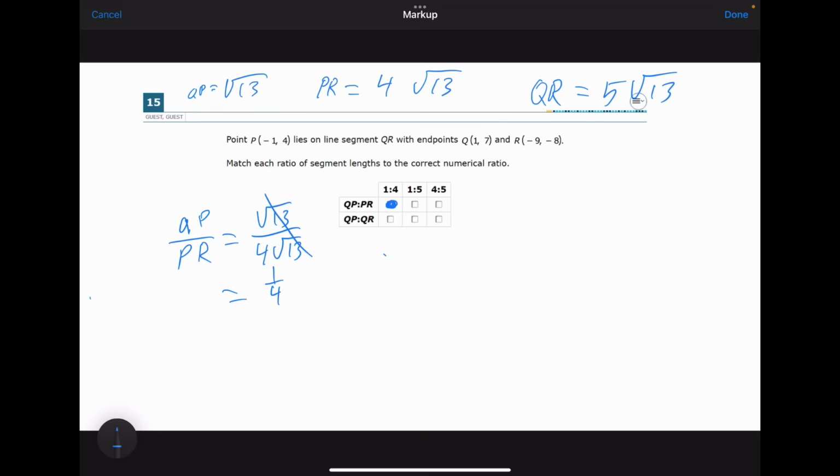And now let's do the same thing for QP over QR. And here we have QP again being root 13 and QR being 5 root 13. Again, same method here. I'm going to cross out those square root of 13s, and I get 1 over 5, which is this option here. And that is the answer to 15 and the conclusion of the test.